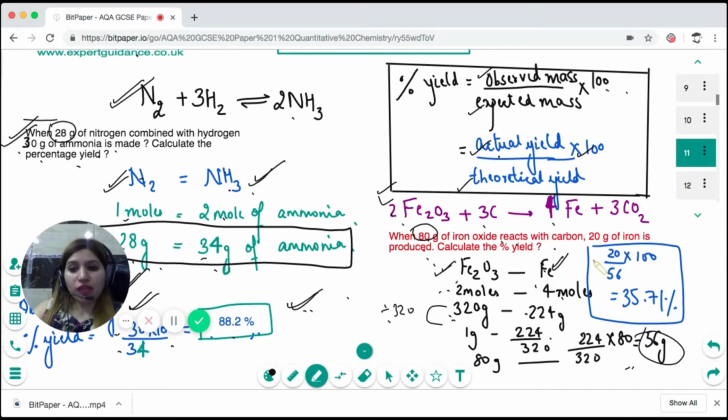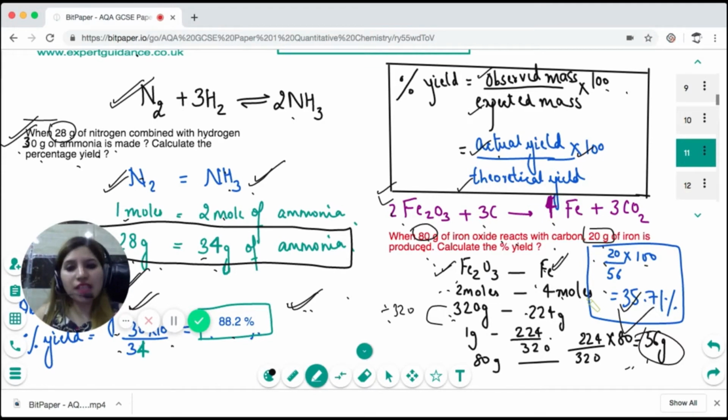But what we actually got was 20 grams. So we'll divide the two. 20 divided by 56 times 100. It means the yield is just 35.71%. Okay. So remember, you need to do the theoretical calculations, find out what you should get as per the calculation.